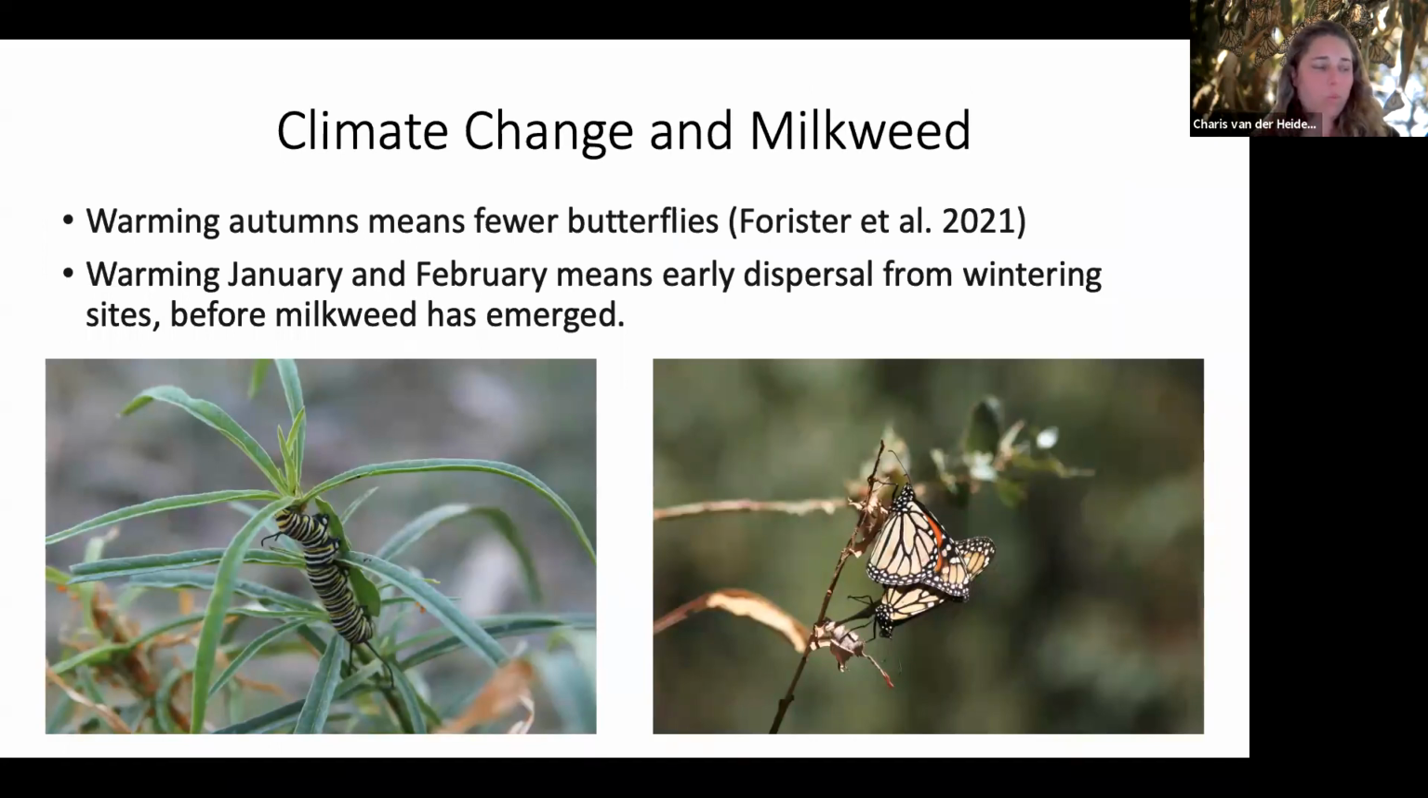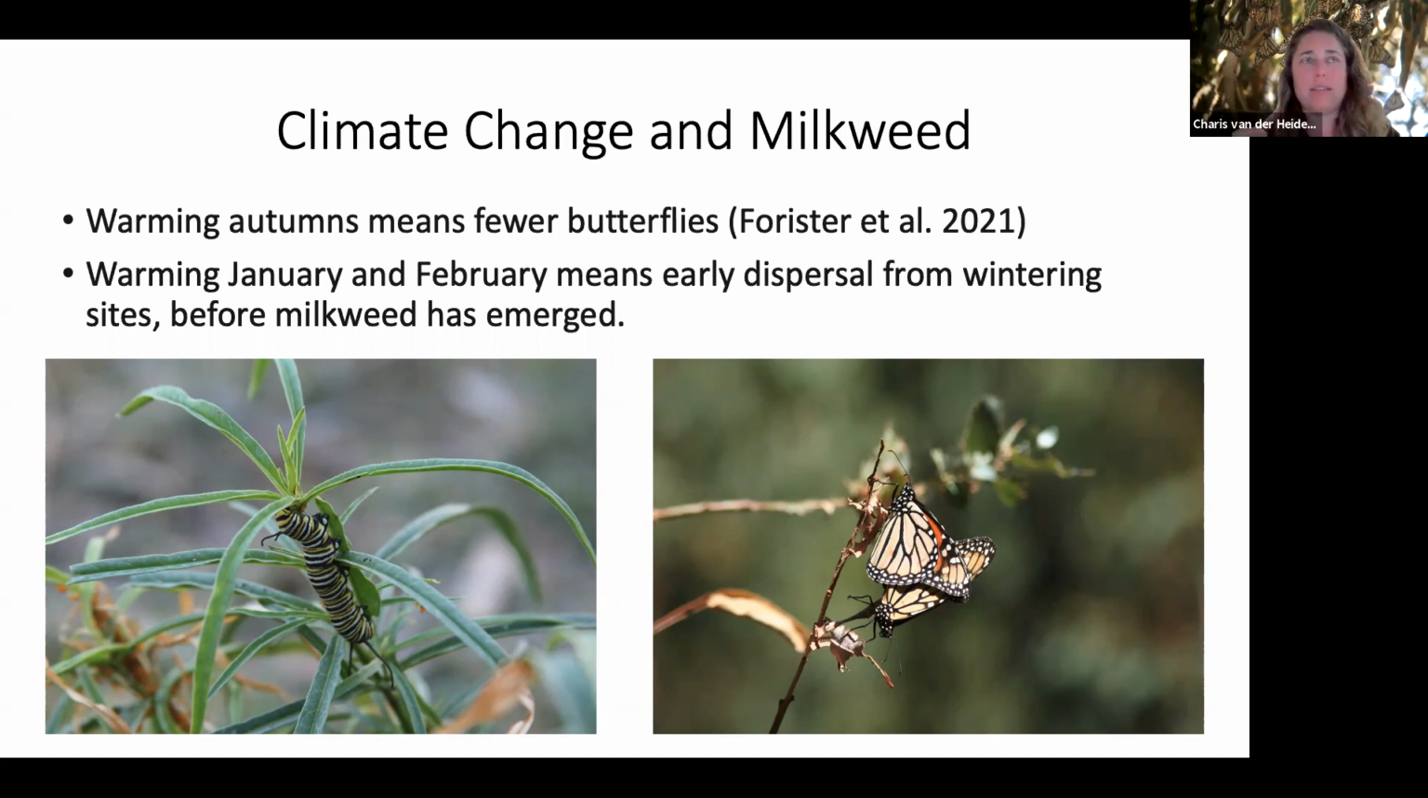So warmer autumn temperatures impact monarchs as well as all other butterflies in the West. Matt Forrester's lab at the University of Nevada found that warming autumns is the main cause for the decline of a number of butterfly species, including the monarchs across the West. So warmer and drier autumns mean that the monarchs may not receive the environmental cues that they need to initiate that fall migration and trigger a diapause and migration.